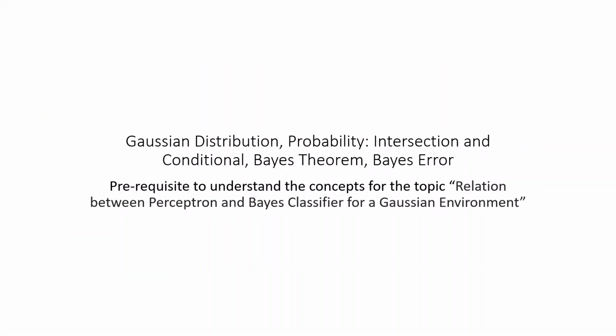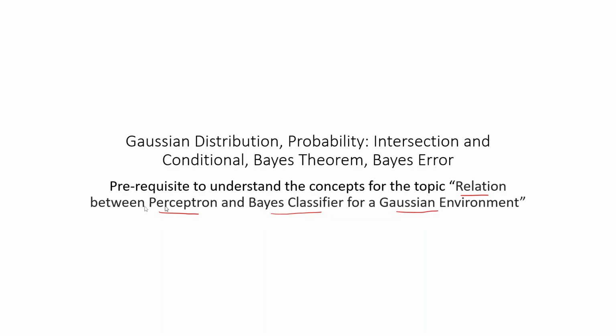Welcome students. In today's class, we look at the concepts which are required in order to understand the topic, that is the relation between the perceptron and the Bayes classifier for a Gaussian environment. Until now in the class we looked at the perceptron, but we have to look at what the relationship is between the perceptron and the Bayes classifier.